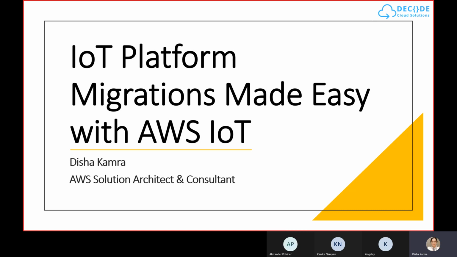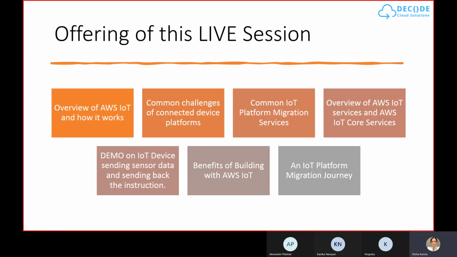So, what we are offering today in this session. The offering of this live session today is we will give you an overview of AWS IoT and how it works. Then what are the common challenges of connected devices and platform? What are the common IoT platform migration services offered by AWS? Then we will have a look, not in brief, but as an overview, at the IoT services provided by AWS and AWS IoT Core Services.